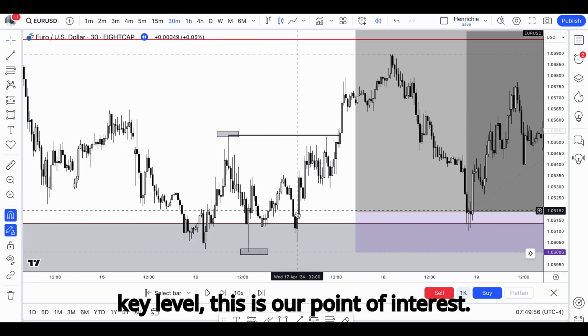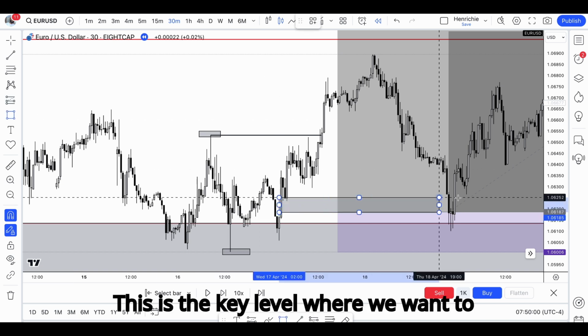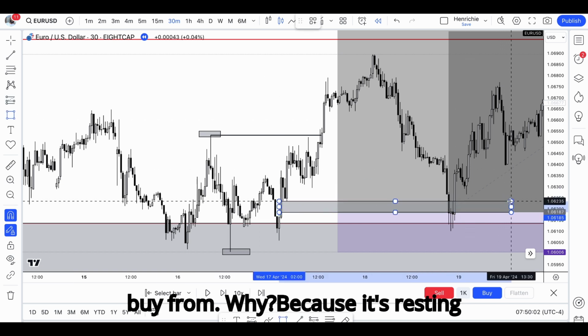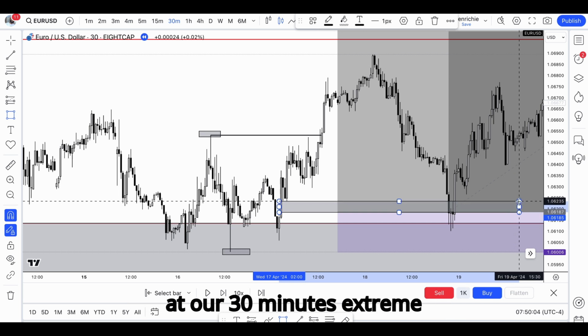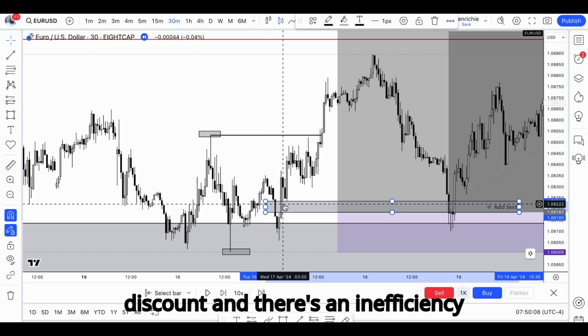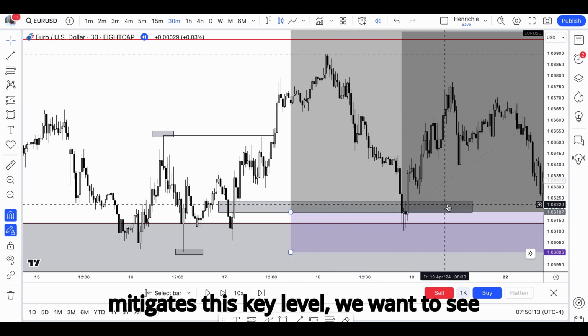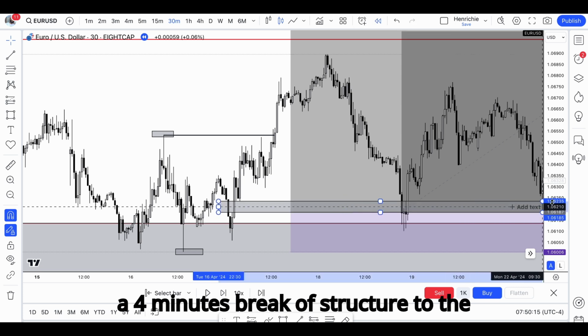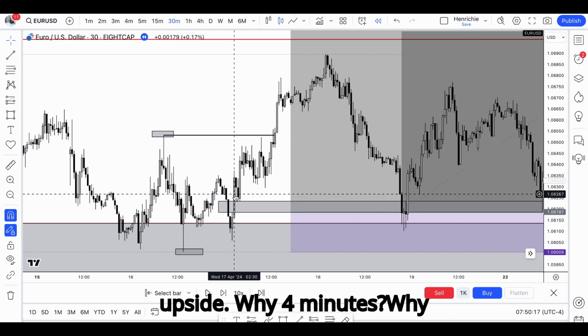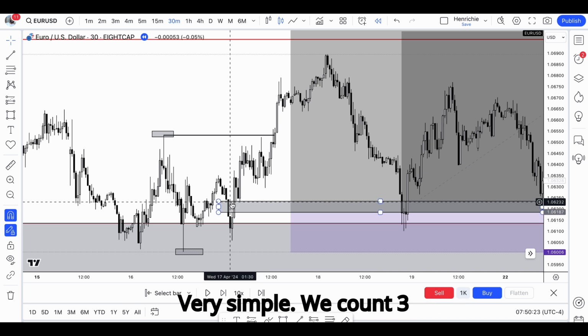Now this key level, this is our point of interest. This is the key level where we want to buy from. Why? Because it's resting at our 30 minutes extreme discount, and there's an inefficiency right there. So the moment price mitigates this key level, we want to see a 4 minutes break of structure to the upside. Why 4 minutes? Why not 5 minutes? Why not 15 minutes?